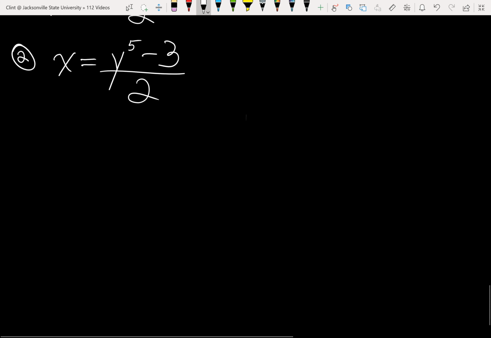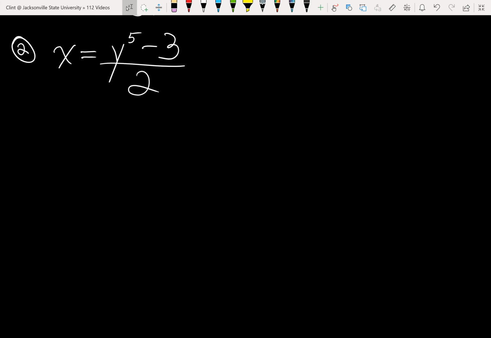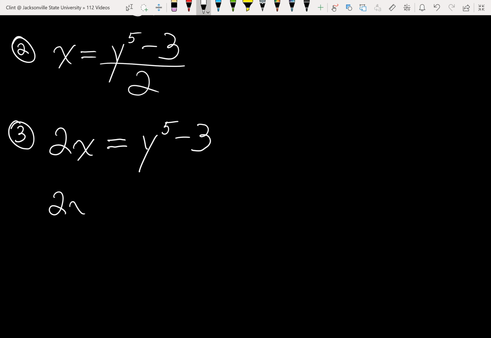Okay. Now we want to solve for y. Okay. So here I'm dividing both sides by 2, so I'm going to multiply both sides by 2. Okay, that'll cancel out, so 2x will be y to the 5th minus 3. Right, the 2 on top, 2 on the bottom cancels out. Then I'm going to add 3 to both sides, so 2x plus 3 equals y to the 5th.